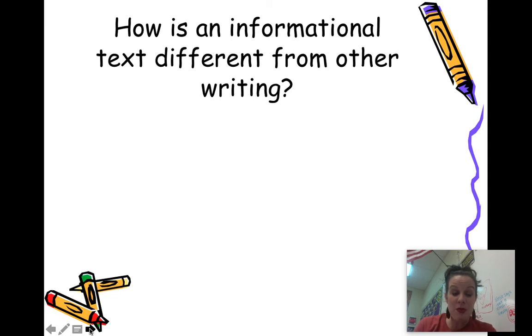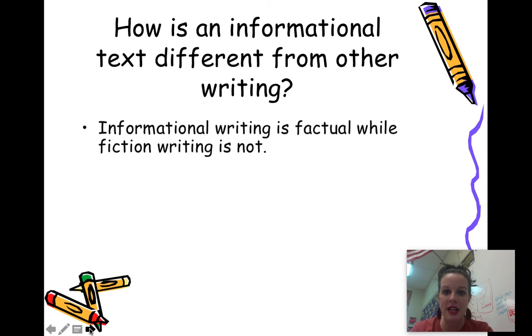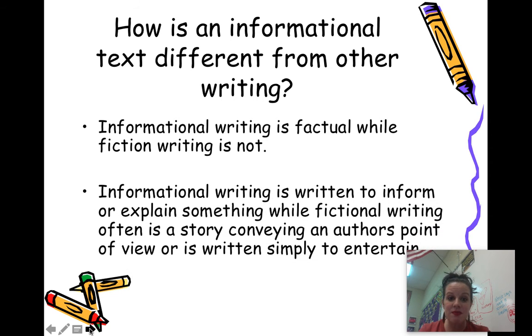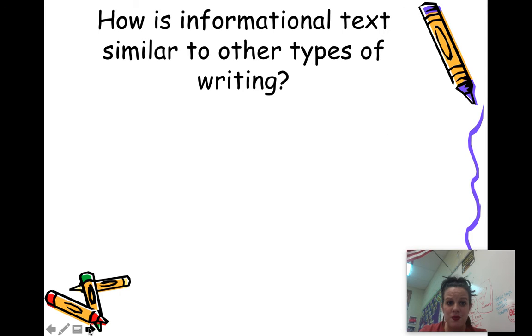So, how is an informational text different from other types of writing? Well, informational writing is factual. That means it's going to be based on facts, while fiction writing is not. Informational writing is written to inform or explain something, while fictional writing often is a story conveying an author's point of view, or it's just simply written to entertain you.